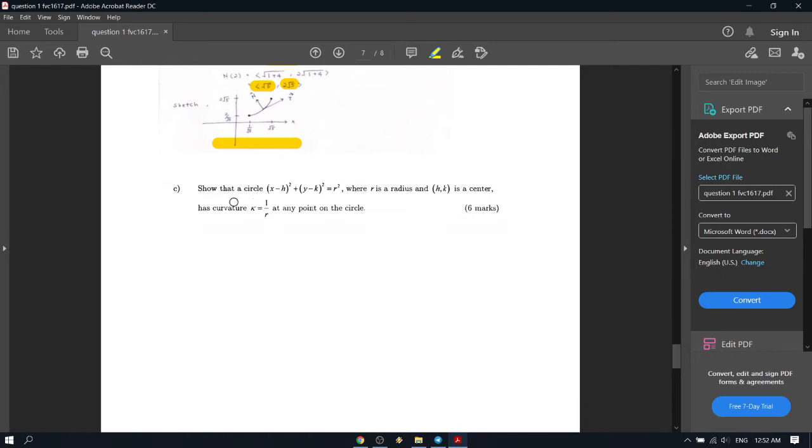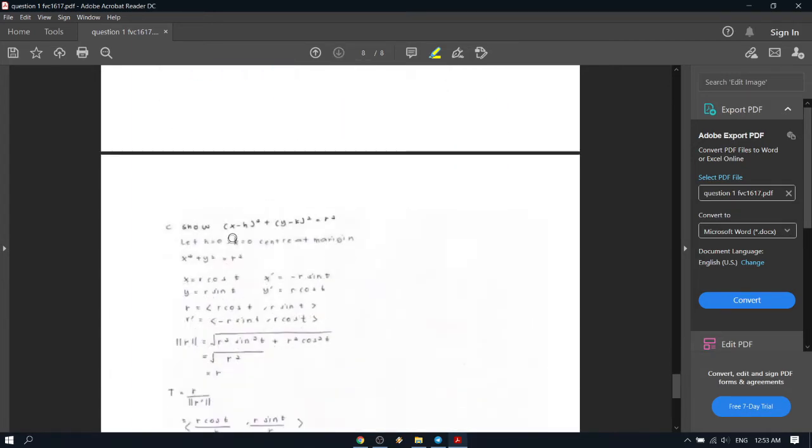Question 1c. Show that a circle given this formula where r is a radius and (h, k) is a center has a curvature kappa equal to 1 over r at any point on the circle. Okay, firstly, we must let h is equal to 0 and k equal to 0, which means that the circle was centered at the origin, right? Then we sub h equal to 0 and k equal to 0 in the given formula, and our formula will be like this: x square plus y square is equal to r square.